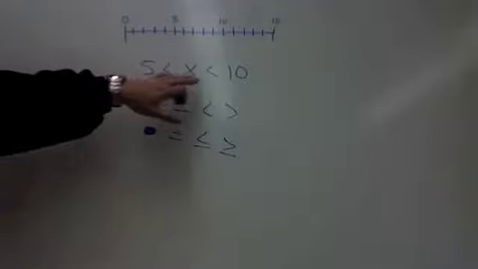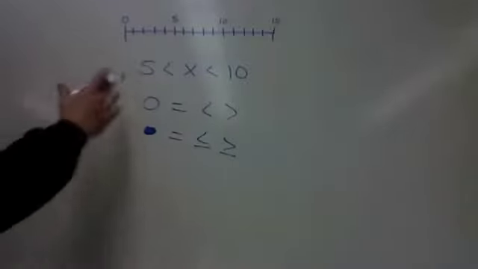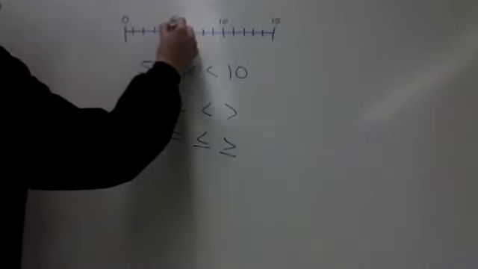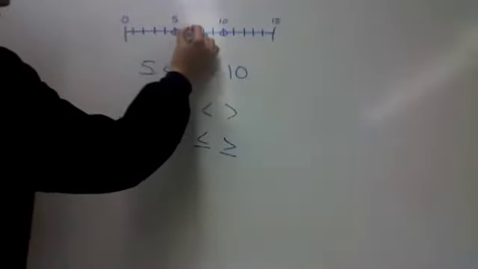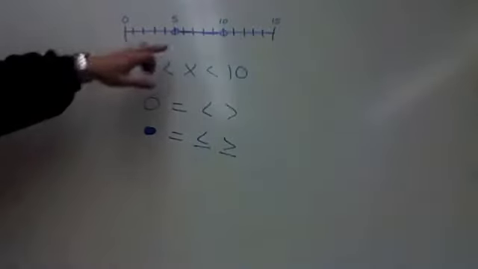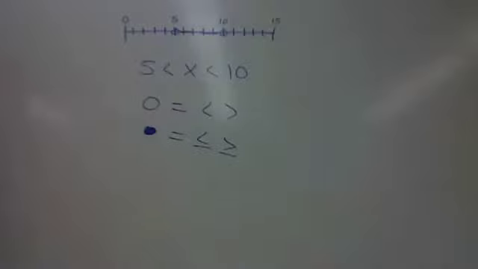So in this case, we have less than signs. We know it's going to be an open circle. So the number has got to be greater than 5 but less than 10. So what we do is we're going to put an open circle on the 5, an open circle on the 10, and we're going to just basically color the line, everything in between. So anything in between, anything greater than 5 but less than 10 is going to solve the inequality.